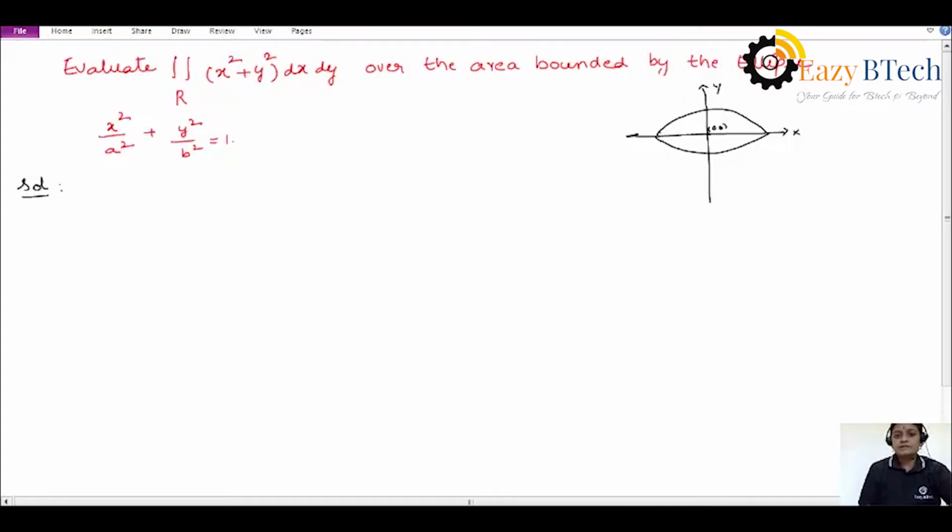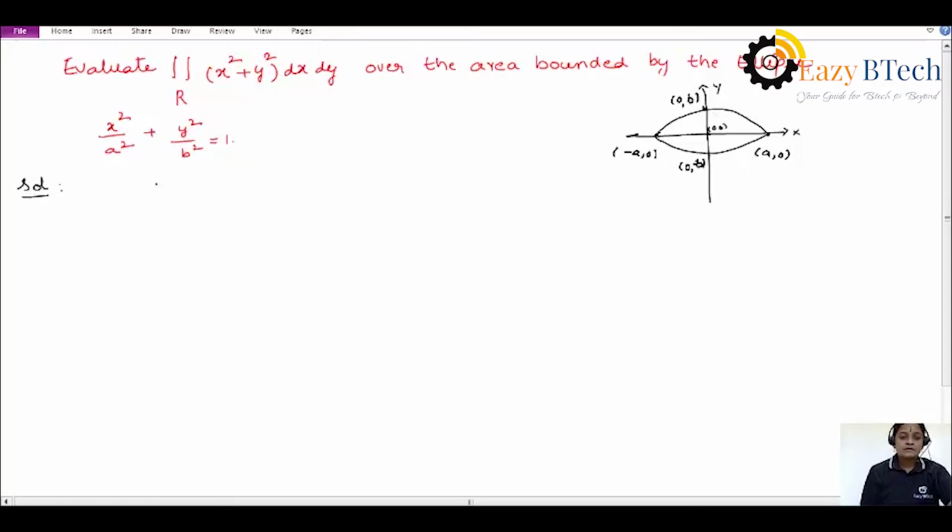Ellipse is symmetrical about the four axes. So on the x axis minus a comma 0, and here a comma 0, because on the x axis the value of y is 0. So on the y axis the value of x is 0, that means 0 comma minus b here, and here 0 comma b. Okay, students, minus a to a and minus b to b.